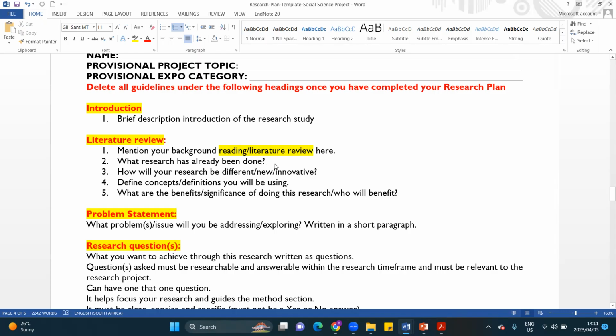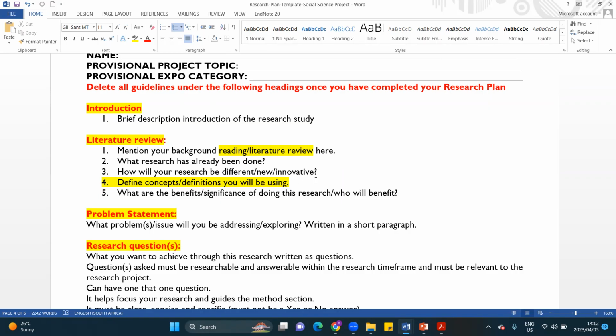What research has already been done? How will your research be different and new? Very important to define the concepts that you are using. Whatever concepts, even a simple thing like the word litter or poverty, explain what that means. Because when you're writing, remember I said this previously, you're writing for someone else to read the project. You're writing for the judge, so you're writing under the assumption that the judge does not know anything about your project.